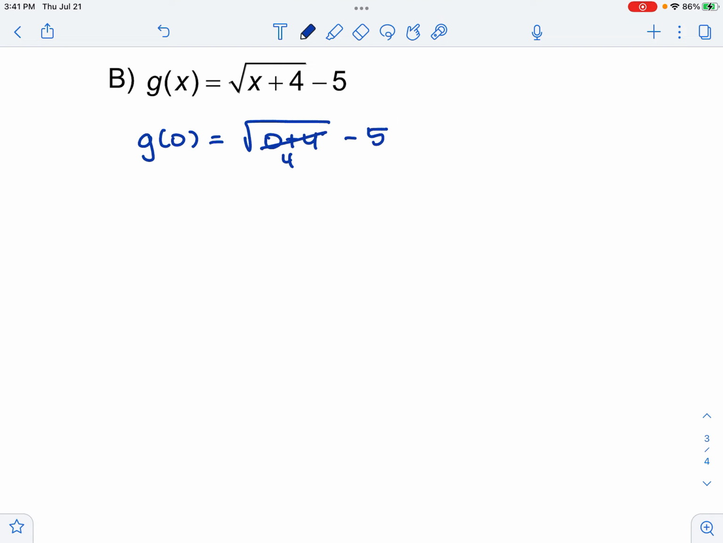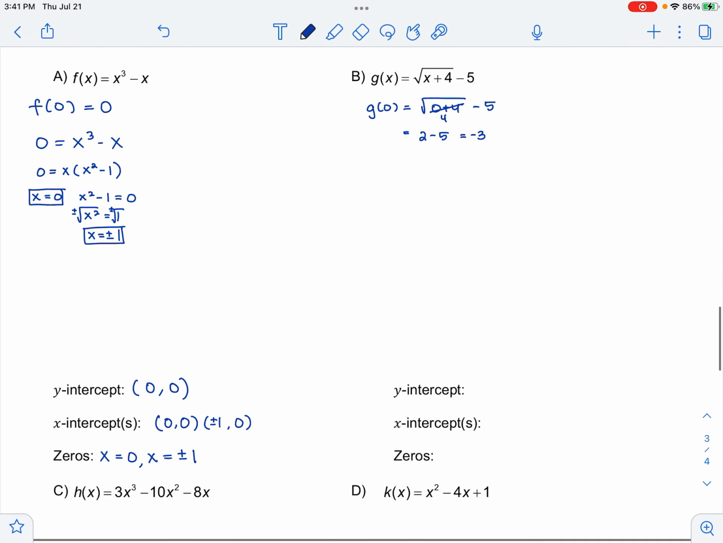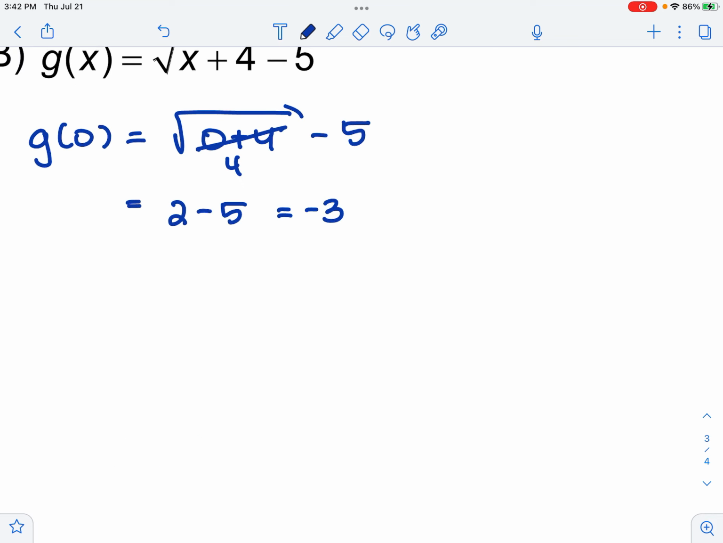0 plus 4 is 4. The square root of 4 is 2. 2 minus 5 is negative 3. So now I know my y-intercept, zoom out a little bit here, is 0, negative 3. Now you might be asking yourself, wait, why is the square root of 4 not plus or minus 2? Because it isn't. The square root of 4 is not plus or minus 2. The square root was already there. The square root of 4 is 2.